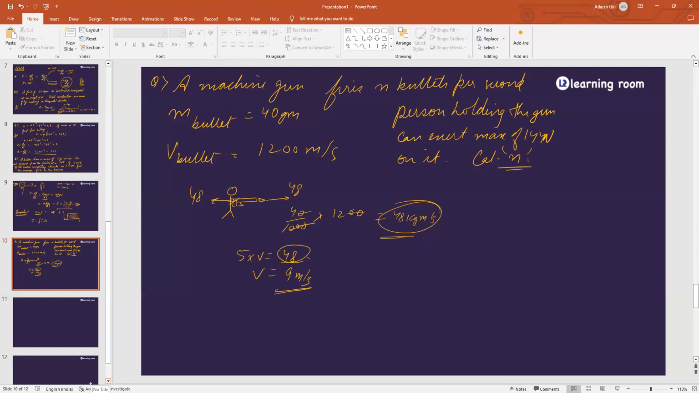So let us say that in 1 second it fires one bullet. In 1 second the gun fires one bullet. So in 1 second only, this momentum got generated from 0 to 48. The gun generated this much momentum in 1 second. Agree or not?